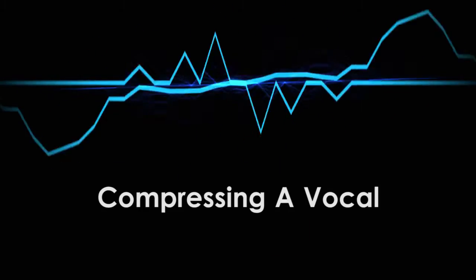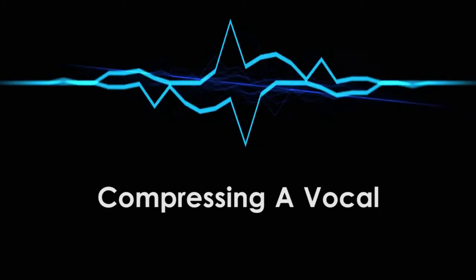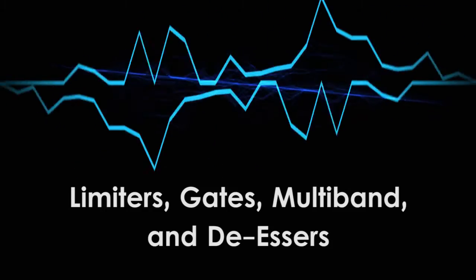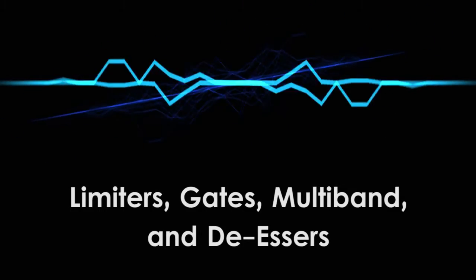If you've been following me up to this point, you know what this series is about. Performance, recording, mixing. Last time, I went over how to use a compressor to even out the volume levels of your vocal. If you haven't seen this video yet, go check it out. Today, I'll be explaining limiters, gates, multiband compressors, and de-essers, and how to use them to further improve your mixes. So let's get started. Limiters!